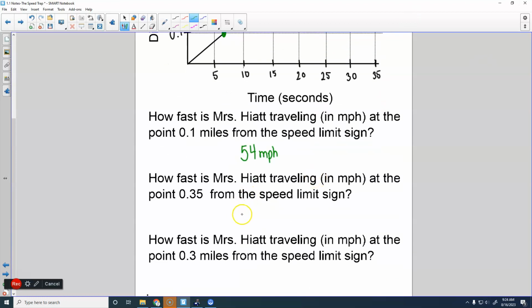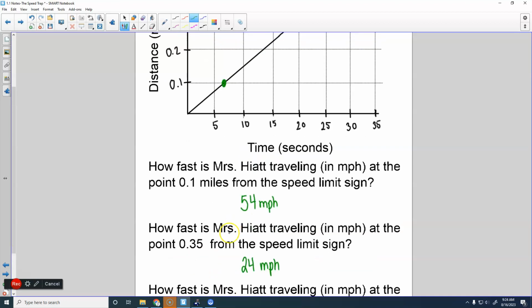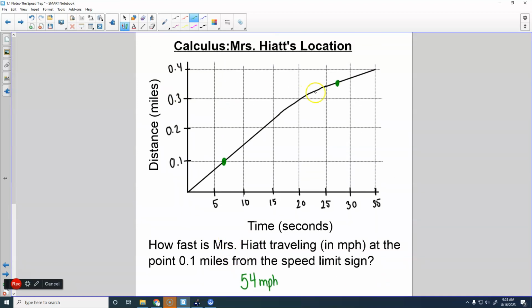I was still going 24 miles per hour. So this time, using calculus, or estimating what calculus would tell us, I can actually get an estimate of how fast I would have been going at 0.3 miles. So at 0.3 miles away, that's this point right here.